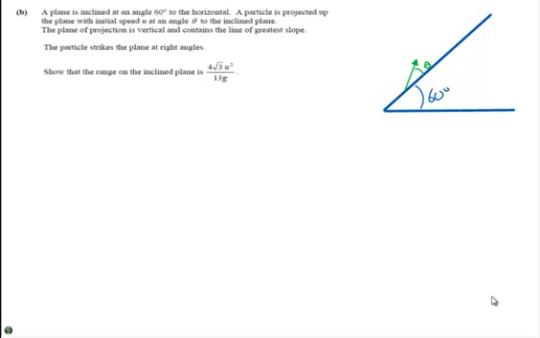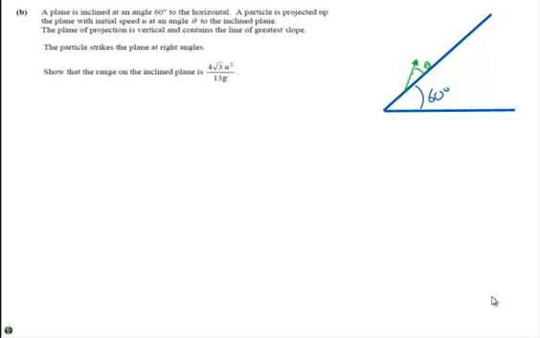The plane of projection is vertical and contains a line of greatest slope. So that means that the projection is going to be going up this way here. The particle strikes the plane at right angles. So I'll just try to draw that in.